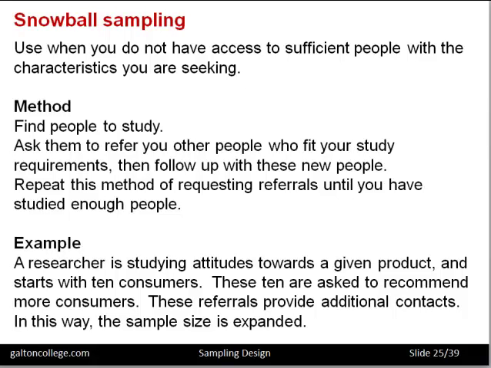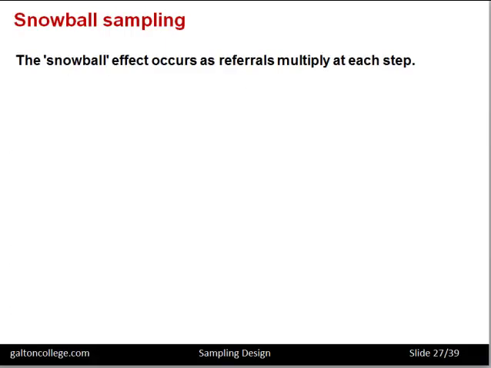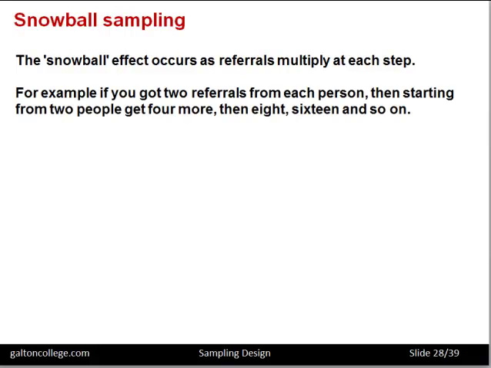Now, the snowball effect occurs as referrals multiply at each step. For example, if you get 2 referrals from each person, then starting from 2 people you get 4, 8, 16, 32, and so on. And that's what's meant by snowball sampling. It's just a system of using referrals.